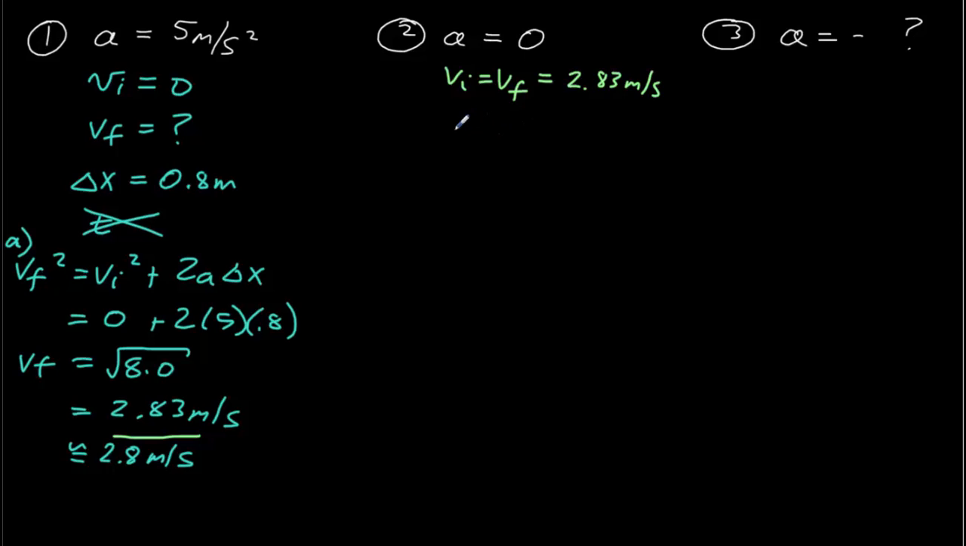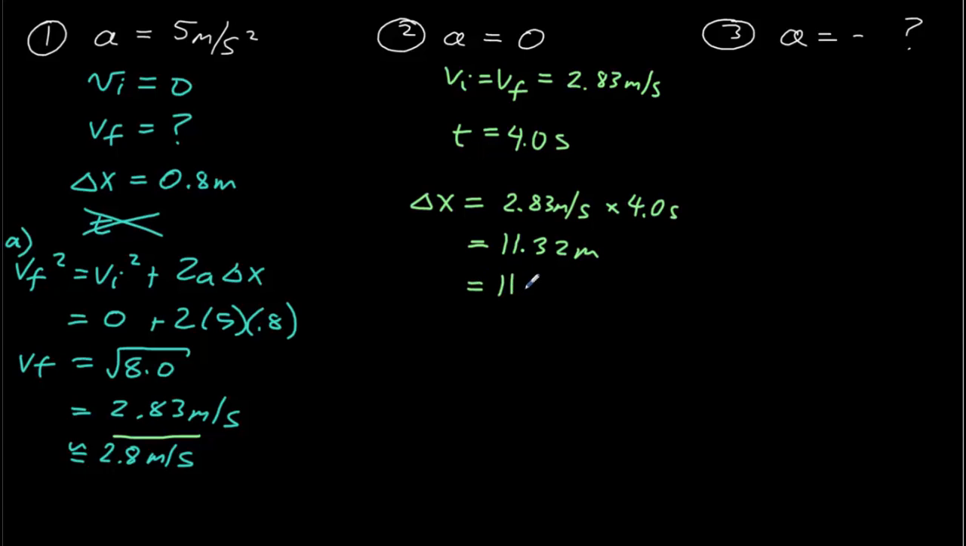So we know the time here was 4.0 seconds. So the distance moved, the delta x, must equal speed times time, or 2.83 meters moved across every second for 4 seconds, giving a grand total distance there of 11.32 meters, or 11 meters to two significant figures.